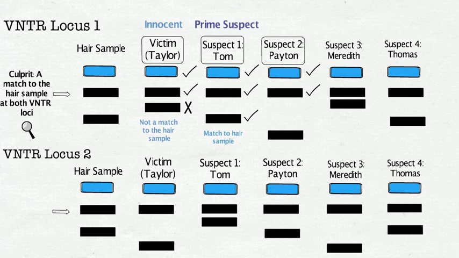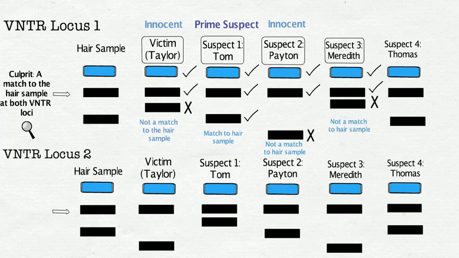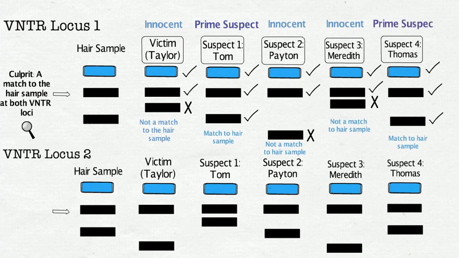Our second suspect, Peyton's DNA fingerprint, is not a match to the hair sample. This means that she is indeed innocent, since the culprit must be a match at both loci. The same can be said for Meredith. Looking at Meredith's DNA fingerprint, she is not a match to the hair sample. This means that she is also innocent. However, looking at Thomas's DNA fingerprint, he is indeed a match to the hair sample found at the crime scene. This means that, like Tom, he is a prime suspect.